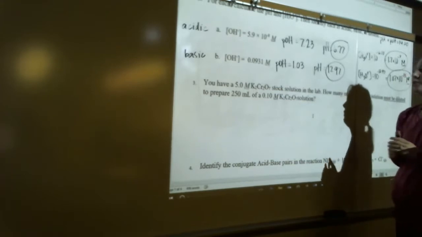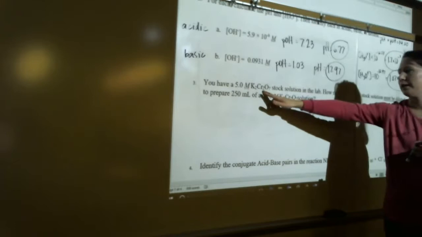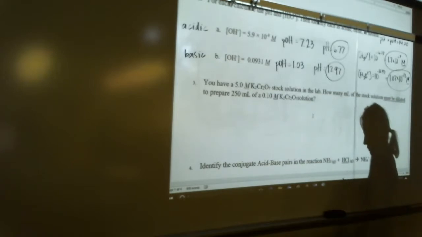Okay. Let's do number 3. You have a 5 molar, and the identity here doesn't matter. That's potassium dichromate. We don't care what it is, though. You have a 5 molar stock solution. How many milliliters of the stock solution must be diluted in order to prepare 250 milliliters of a 0.1 molar potassium dichromate solution? Who remembers the formula to use here?